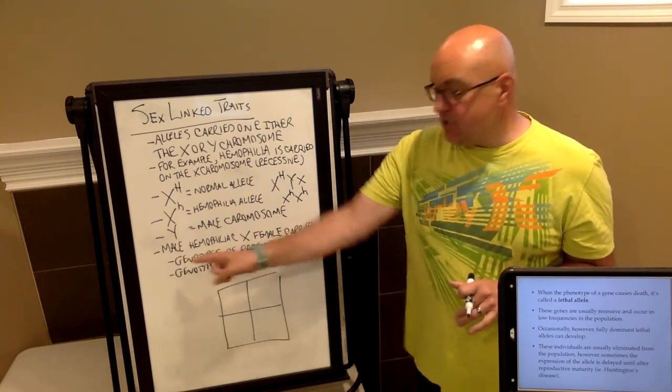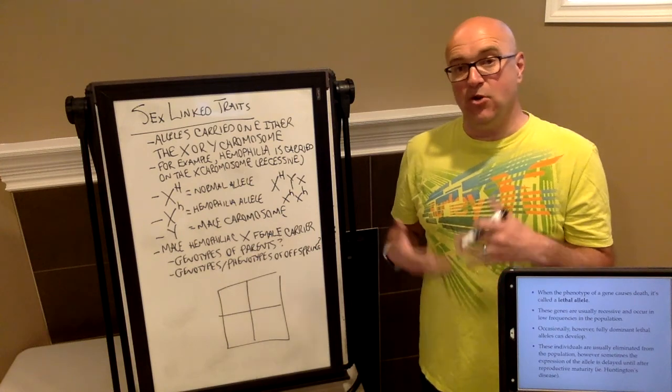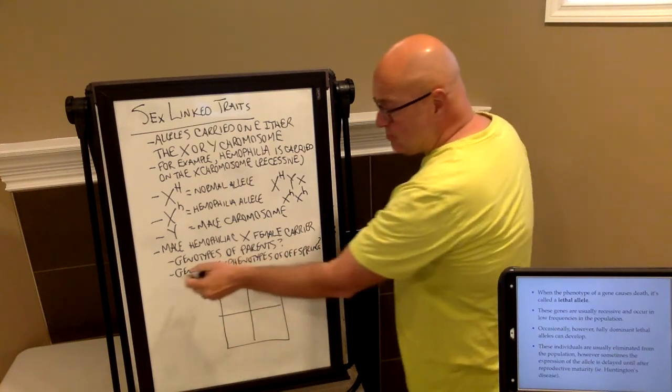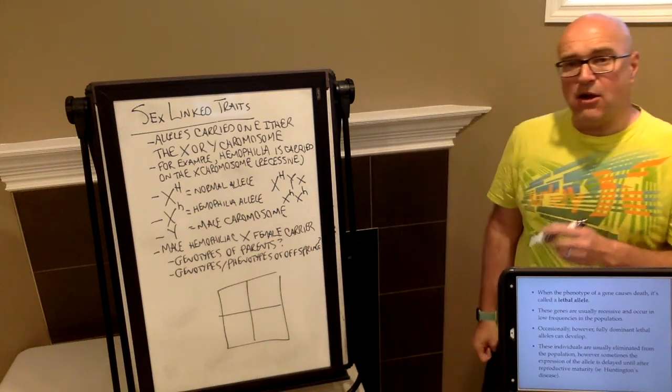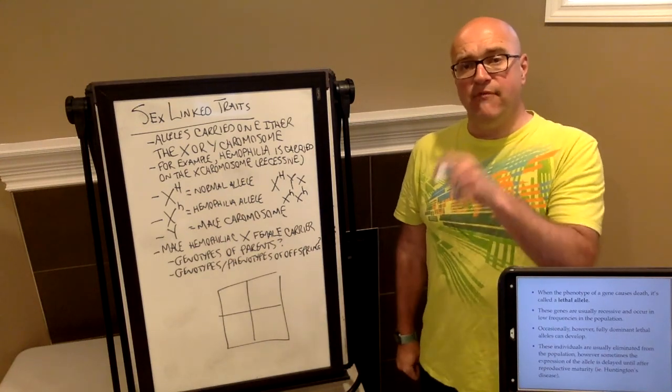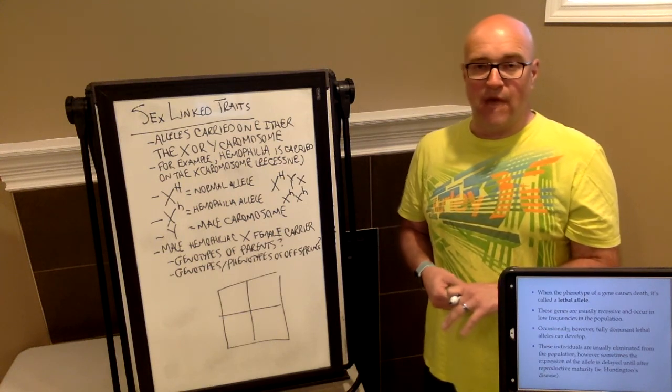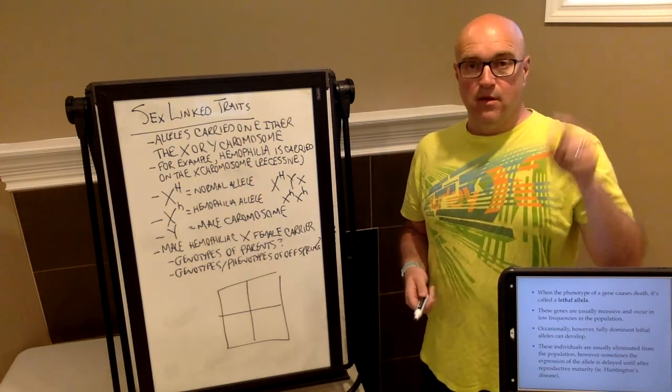I need you to give me the genotypes of the parents first, because you obviously need to know the genotypes before you plug them into your Punnett square. And then once you plug them into your Punnett square, I would like you to calculate the genotypes and the phenotypes of the offspring. Pause me right now if you need to, because here comes the answer.